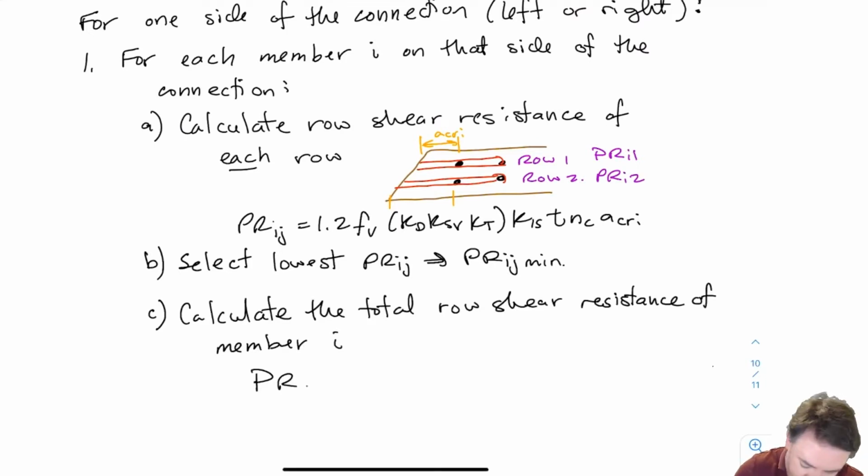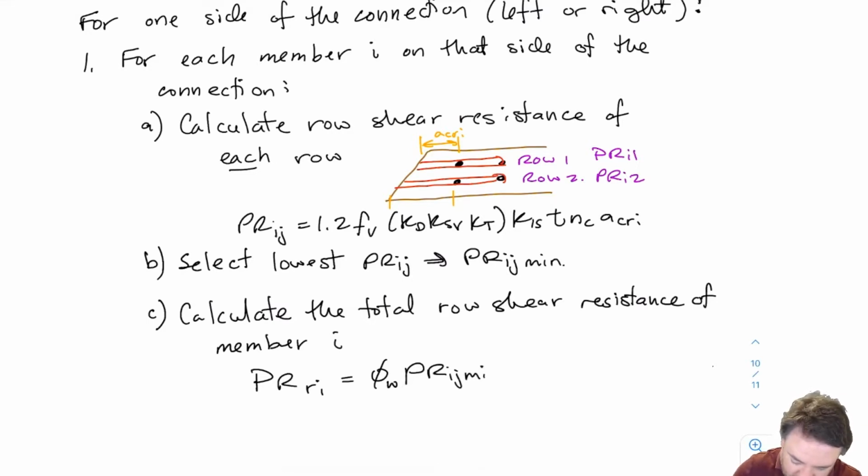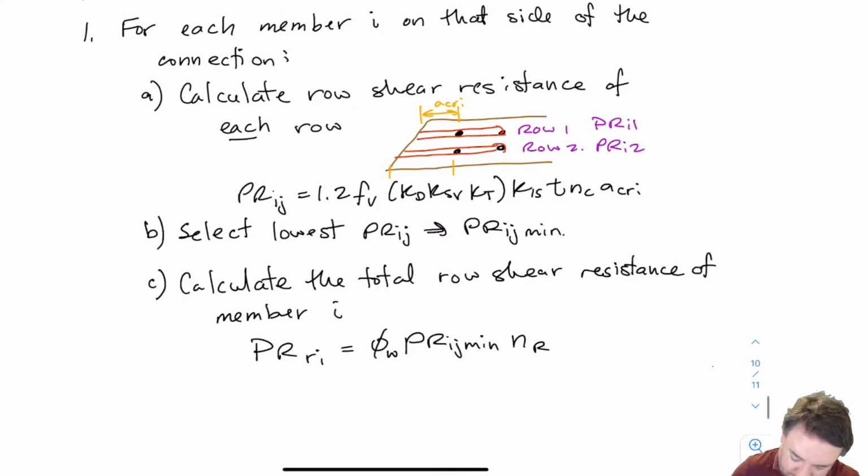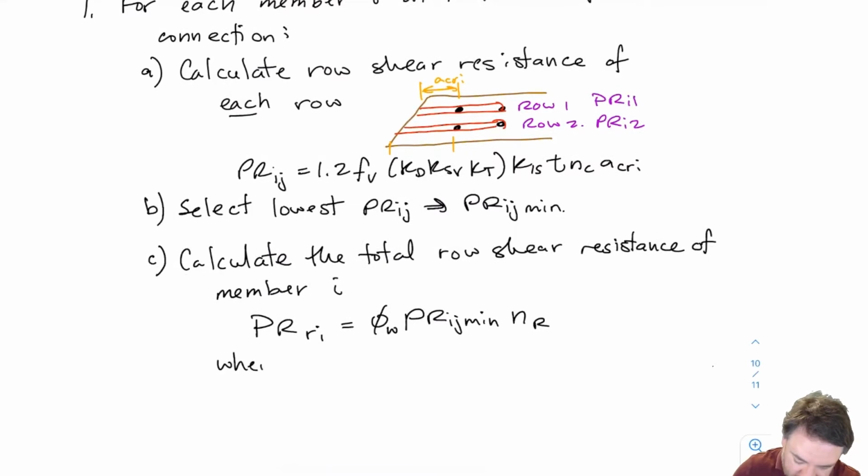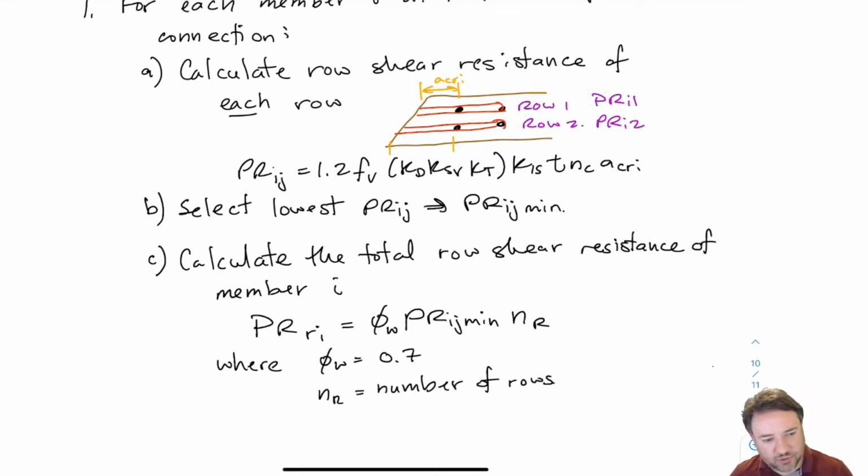Once I have that minimum, now I'm going to find the total row shear strength of that one member. I have my phi W, which is a reduction factor. I take my PRIJ min, which is the minimum of all the rows, and then I multiply that by the number of rows. So I use the minimum row shear for all of the rows. And I use a 0.7 reduction factor because it's a brittle failure mode.